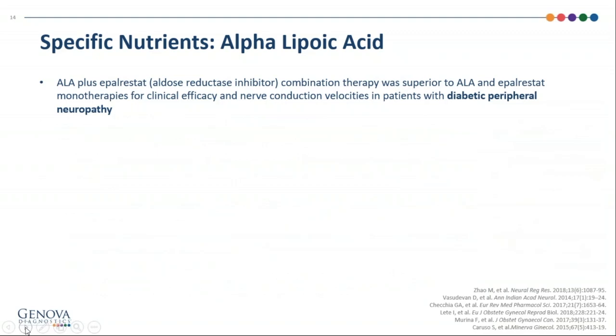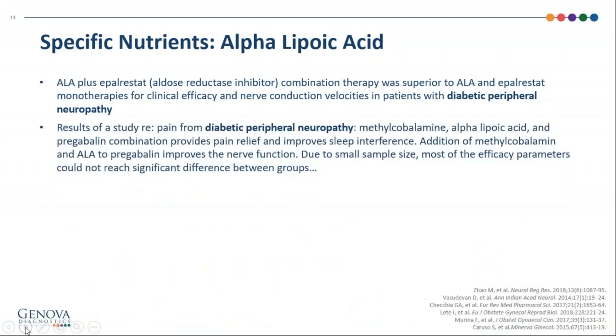It turns out that alpha lipoic acid with an aldose reductase inhibitor, which is a drug that's used to manage diabetes, that combination therapy was superior to the drug itself or to alpha lipoic acid alone. And it didn't just help pain, it also improved nerve conduction velocities in patients with diabetic peripheral neuropathy. So this is the first of many examples that shows how a nutrient and a drug can work synergistically for a greater effect for our patients.